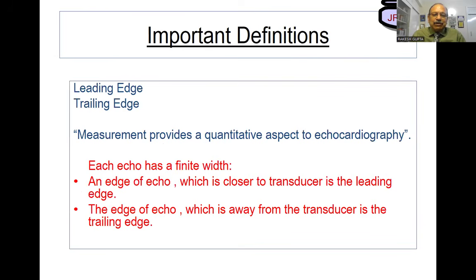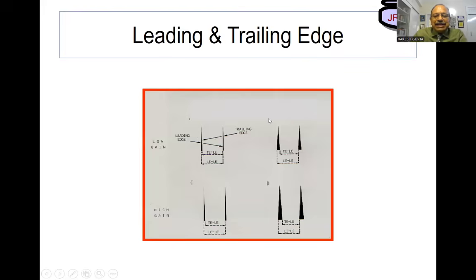And in this M mode, we have a very important definition, which is known as leading edge to leading edge, trailing edge to trailing edge. What do you mean by leading edge? Are you able to see the image now? Anybody? Yes, sir. Okay.